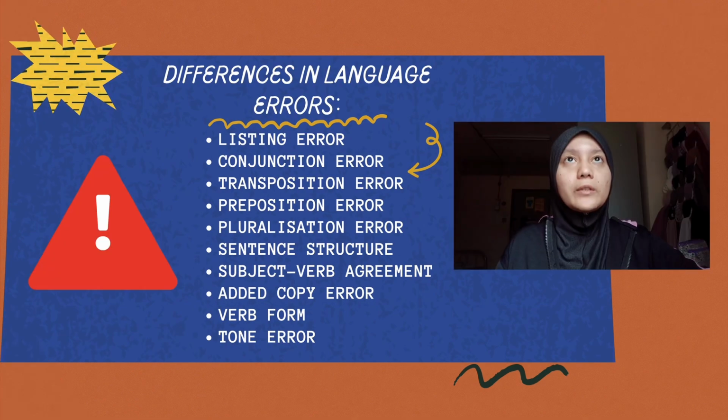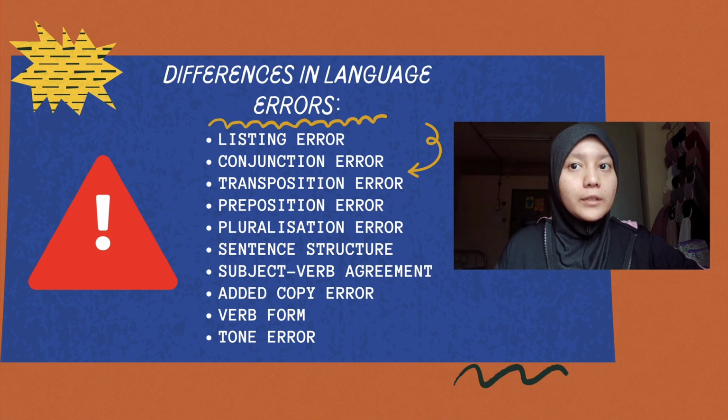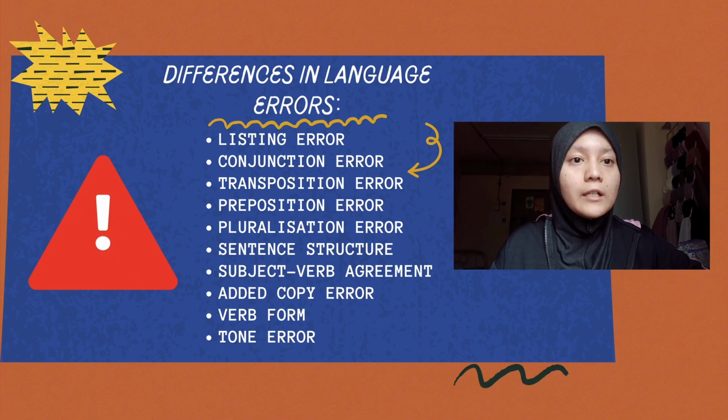Next, we'll be looking at the differences in language errors. So we have listing error, conjunction error, transposition error, preposition error, pluralization error, sentence structure, SVA error, added copy error, verb form error, and tone error. So I'll pass to the next person to present the differences.